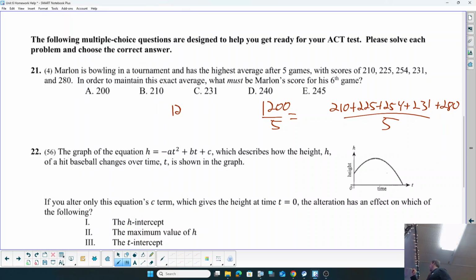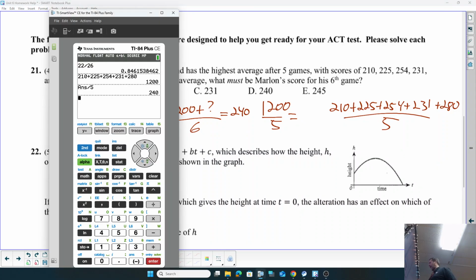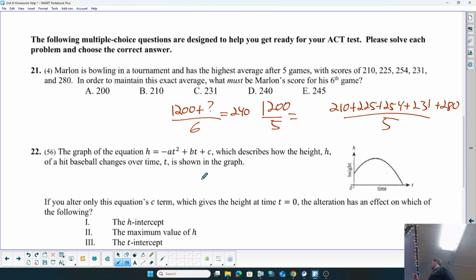Well, if you have 1,200 plus some other game divided by 6, it's got to equal 240. Make sense? So we go ahead and take 240 and multiply by 6 to the other side, and we get 1440. Yeah, our average is 240. Let's move that down and away.